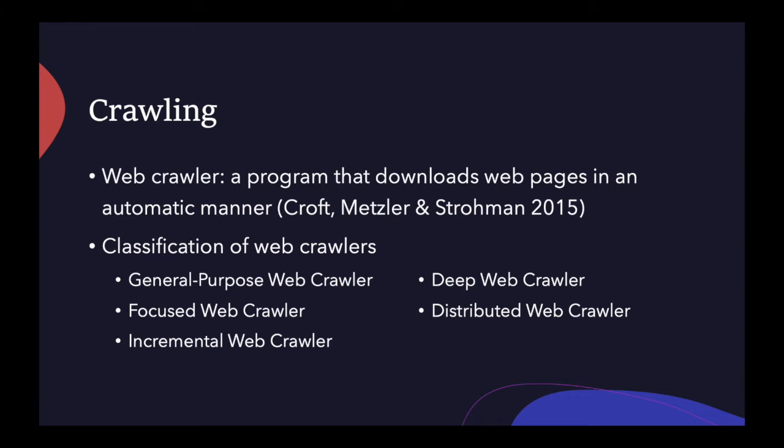A web crawler, also called a spider, is a program that downloads web pages in an automatic manner, and this process of automatically finding and downloading web pages is called crawling or spidering. According to the technology of implementation and the system structure, web crawlers can be classified into different types, including general-purpose, focused, incremental, deep, and distributed web crawlers. We should notice that in practice, the realization of a web crawler system is usually the combination of several of the above crawler technologies.